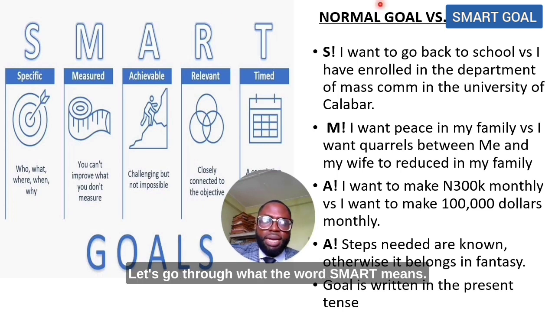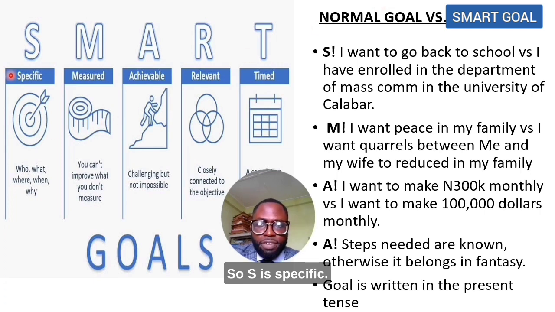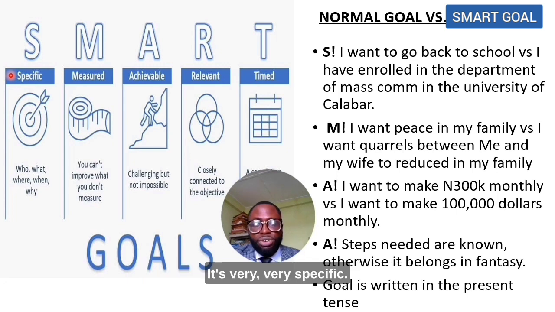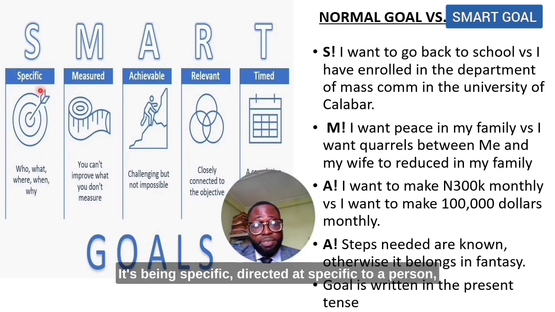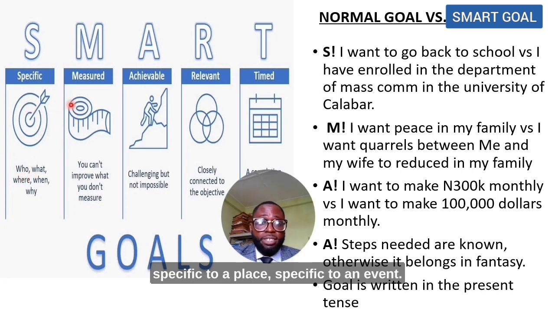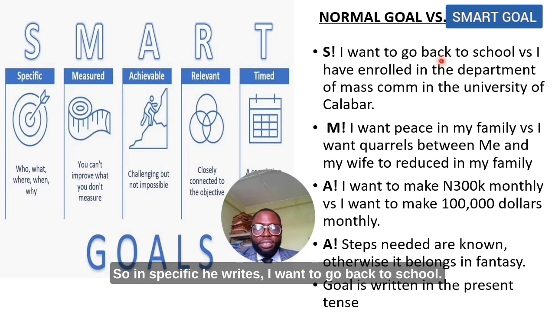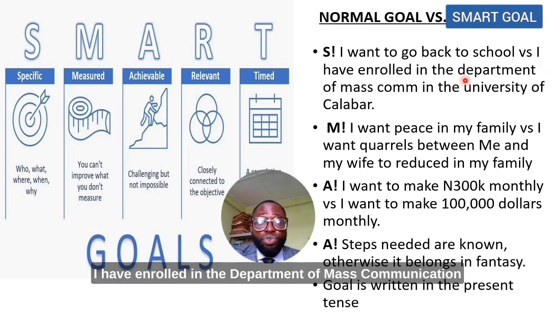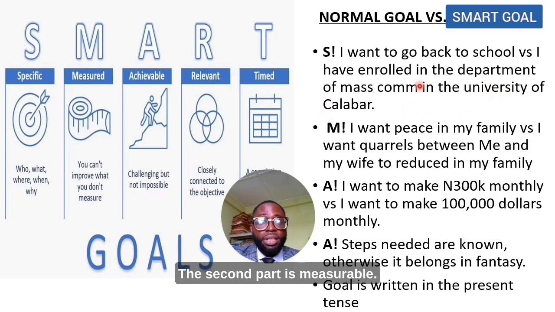Let's go through what the word SMART means. So S is specific. Specific means that it targets a specific person, a specific place, a specific thing, or event. So it's very, very specific. So you'll be asking these questions: can the current goal structure be broken down again into more specific or simpler formats? So in the example, he writes, I want to go back to school. It's quite vague, versus a SMART goal with the specific attributes: I have enrolled in the Department of Mass Communication in the University of Calabar. This is now more specific.